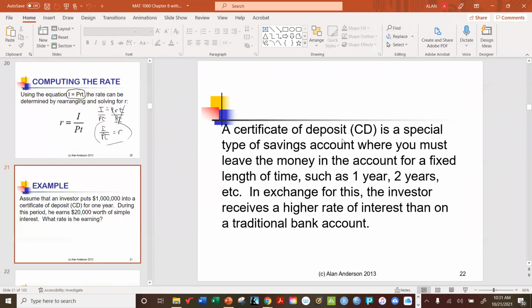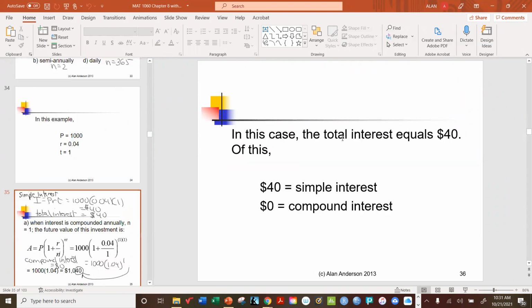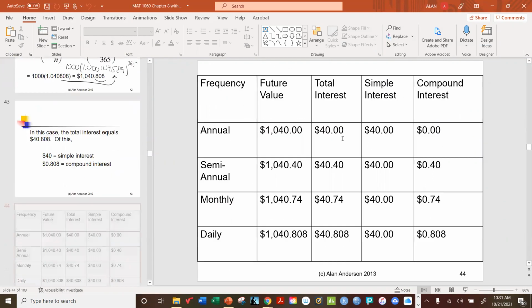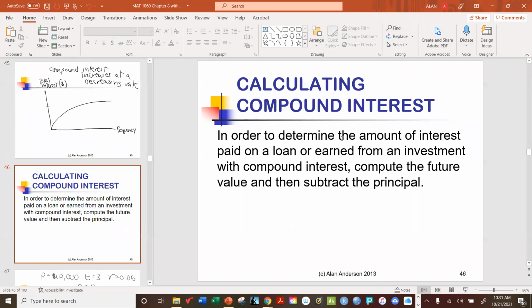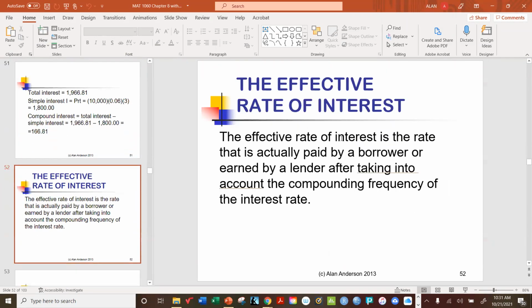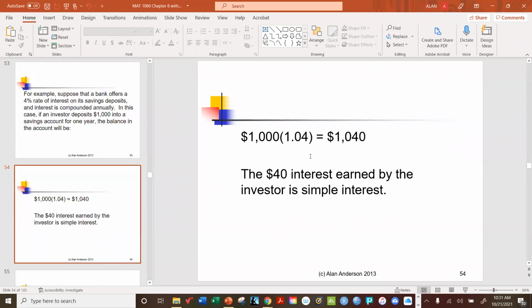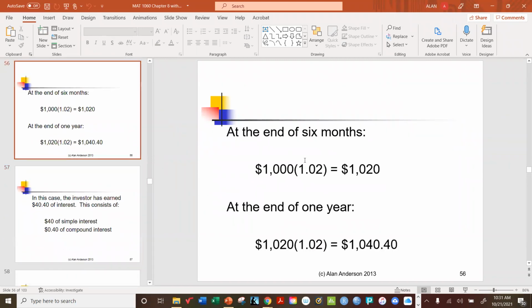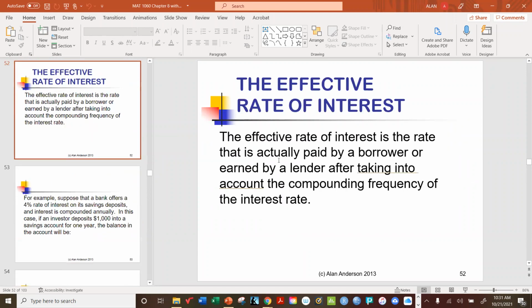So let's see. We left off. I think we're done here. Okay, here we go. So we're going to introduce an important idea. Oh, actually, I think we may have started this one too, but that's right. Let's look at it one more time. The effective rate of interest.